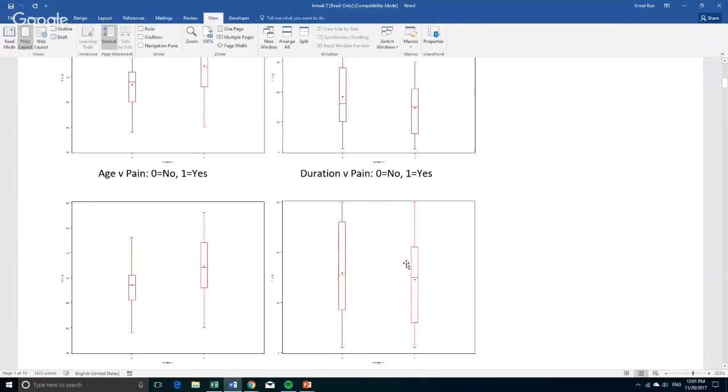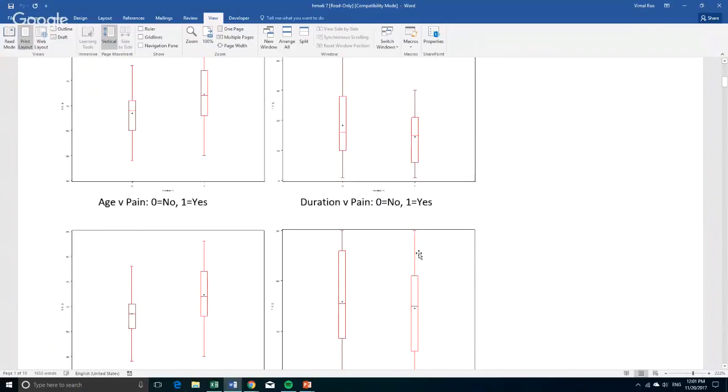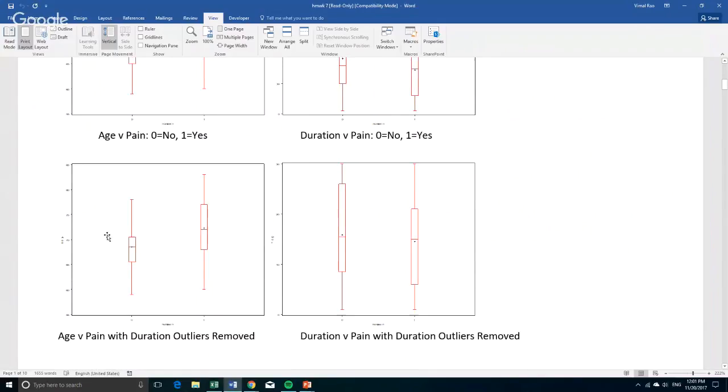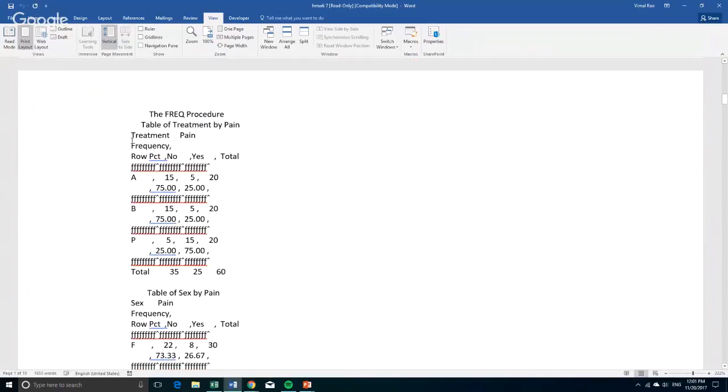Now, duration versus pain, those box plots almost completely overlap now. So I wouldn't be surprised if this is an insignificant predictor and this gets dropped. Age versus pain, this doesn't change too much. So I think that probably duration is not a significant predictor in a model, that age probably is. And now we have treatment.